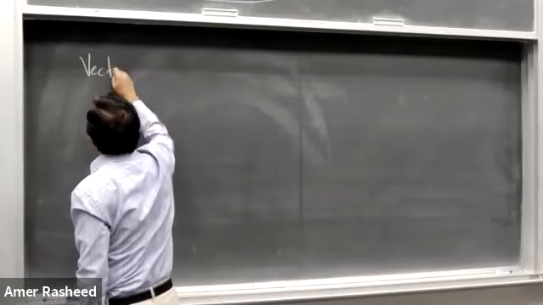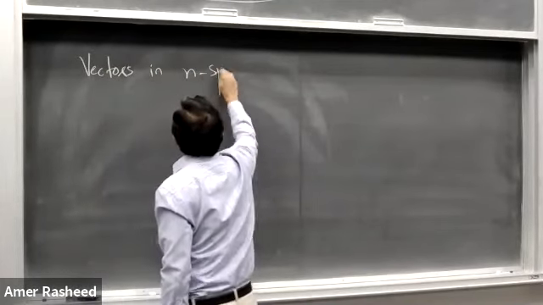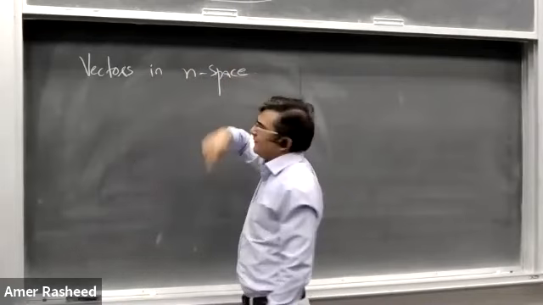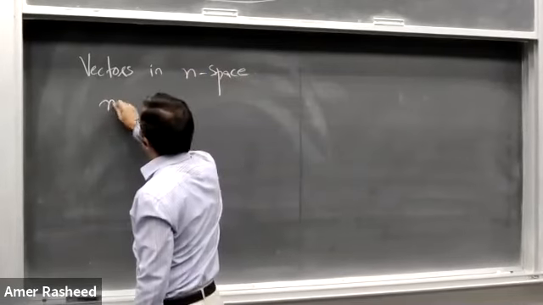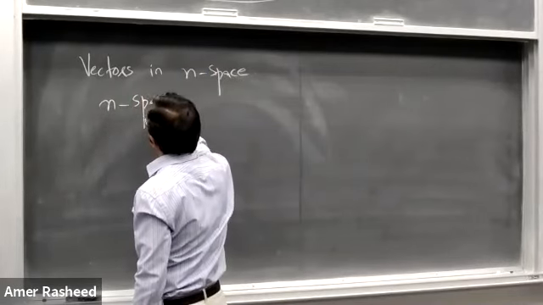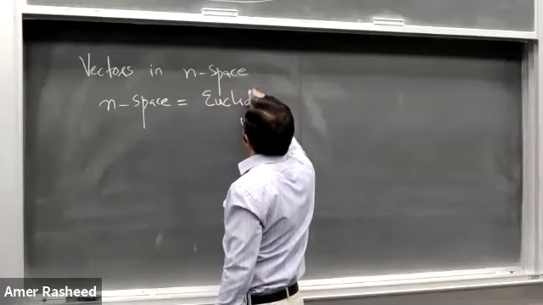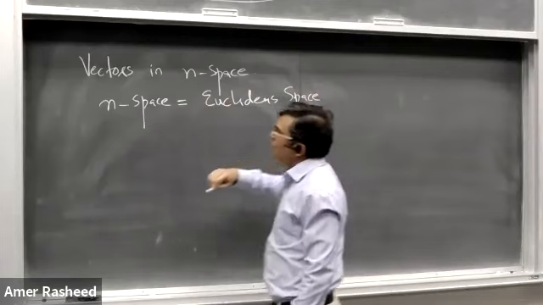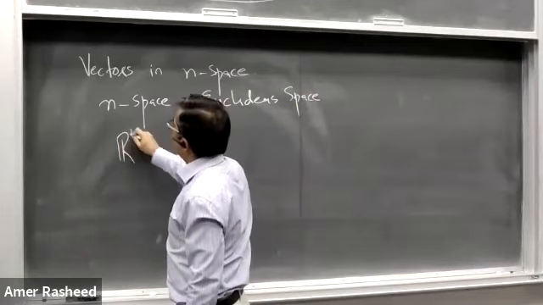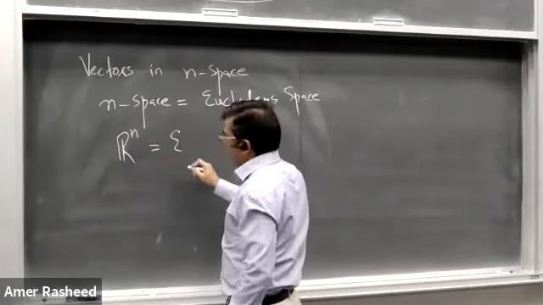Vectors in space, in n space sometimes. Okay, n space is basically also called Euclidean space. Sometimes you can say Rn is what? Rn is an n space.